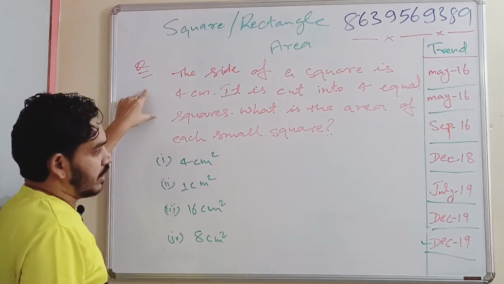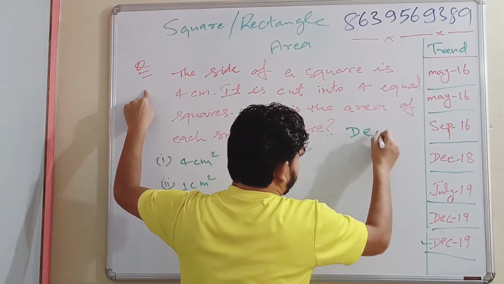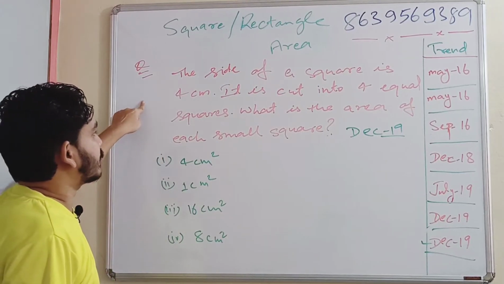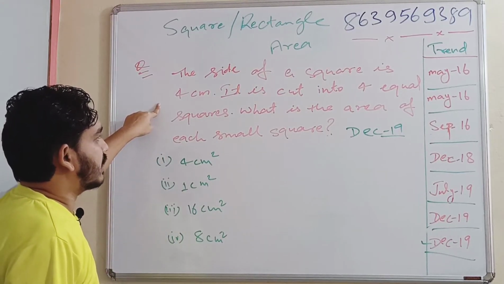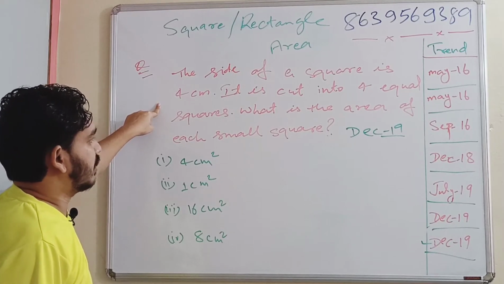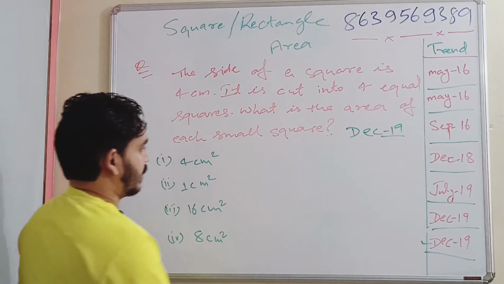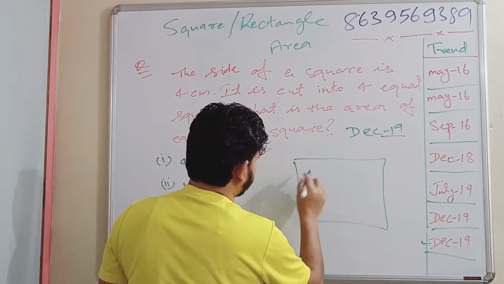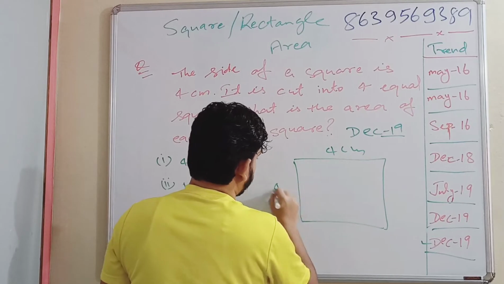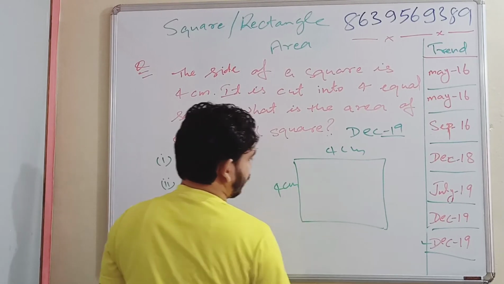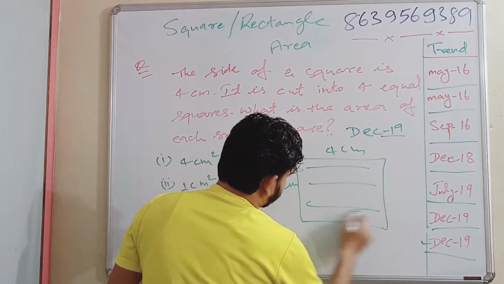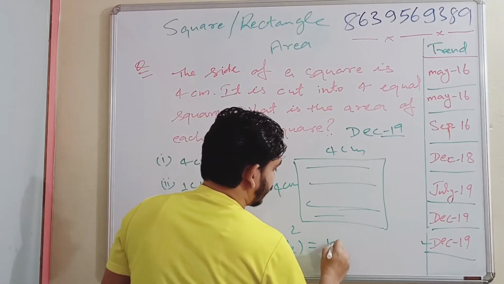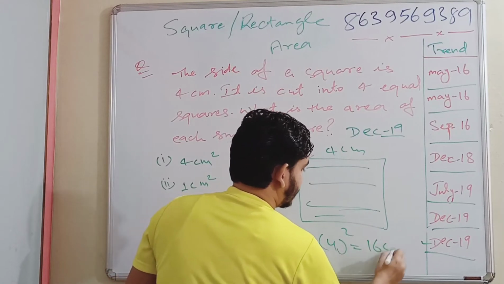Going to this question, which was asked in December 19. Let's say the side of a square is 4 centimeter. It is cut into 4 equal squares. What is the area of each small square? Given that, let's say this was the square having side 4 centimeter each. Now the area of this square is nothing but side square, that is 4 square, that is 16 centimeter square.